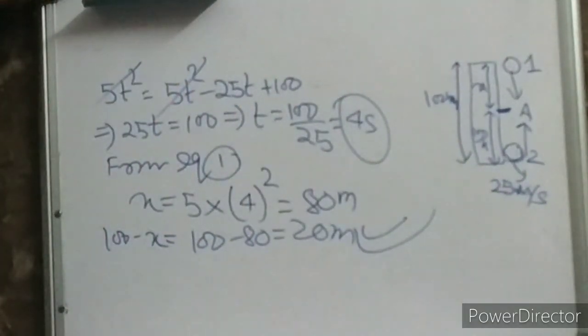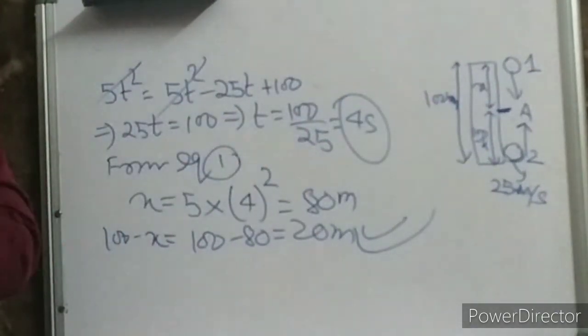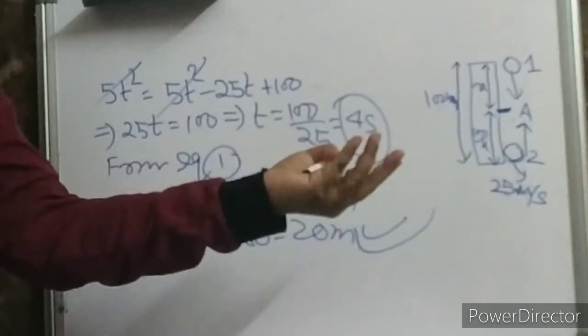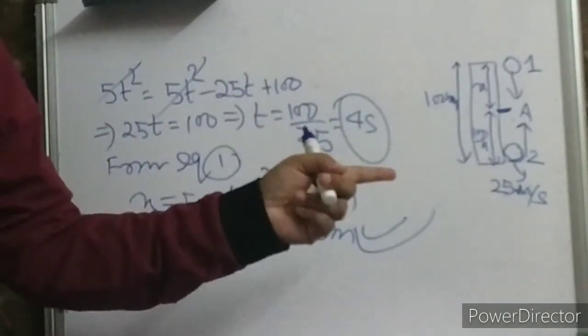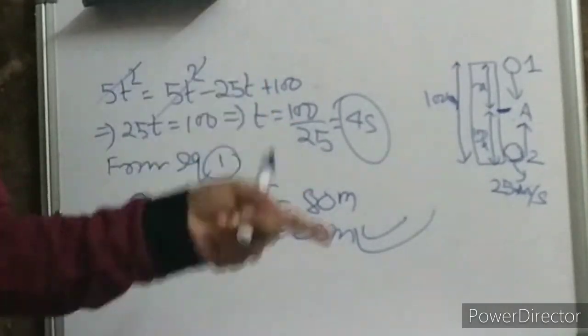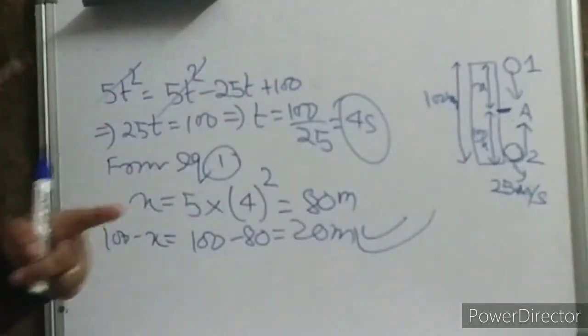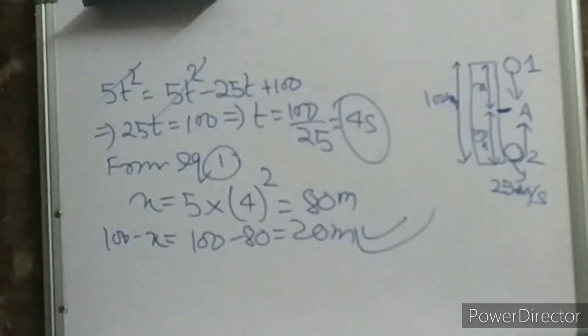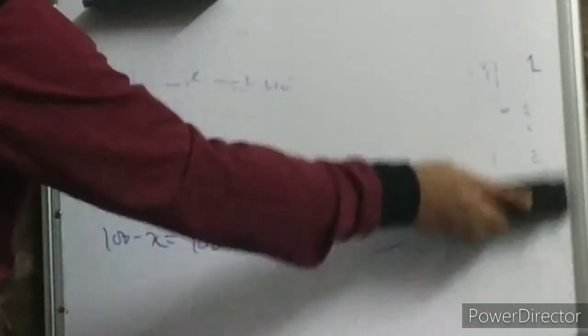So what we will write? Both the stones will meet at a height of 20 meter above the ground, after 4 seconds. Hope I am clear with this. I'll repeat. What is the answer finally you will write? Both the stones will meet at a height of 20 meter above the ground after 4 seconds. Clear, children? Okay. So for today this much.